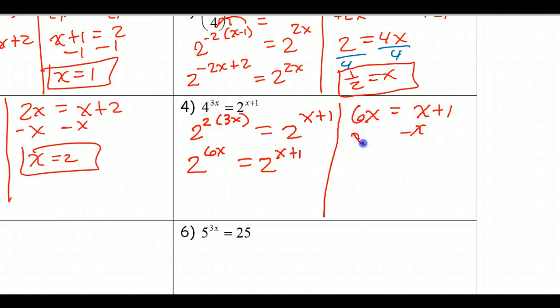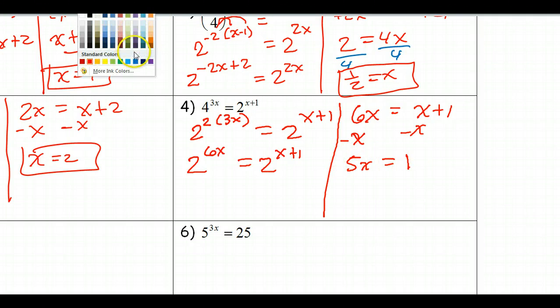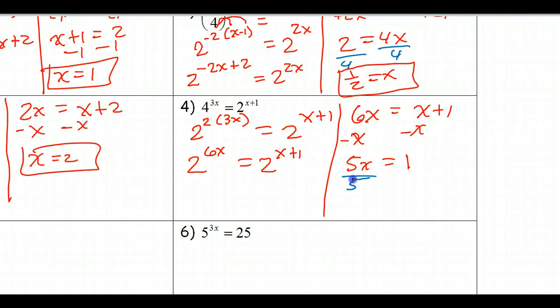Subtract x from both sides. That gives me 5x equals 1. Got to divide by 5 to get that by itself. That's going to give me x equals 1/5.